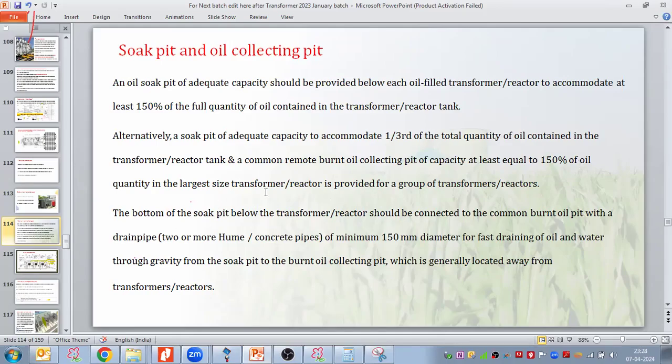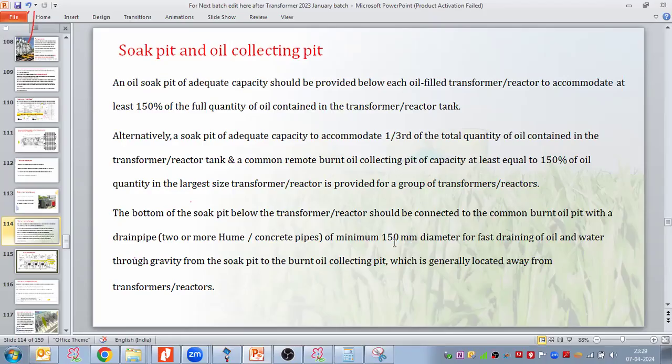If we have 2 or 3 transformers, then we have to see what my largest transformer size is, and that is provided for a group of transformers or reactors. The bottom of the soak pit below the transformer should be connected to a common burn oil pit with a drain pipe, or we can use a hume pipe or concrete pipe of minimum 150 diameter, or sometimes PVC pipe.